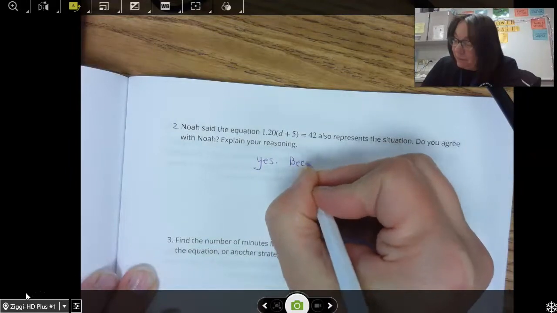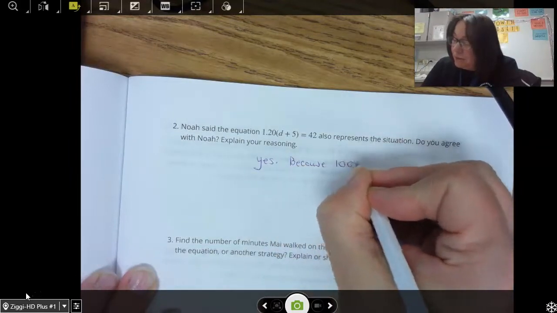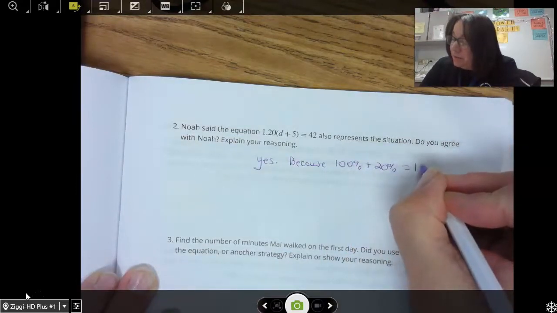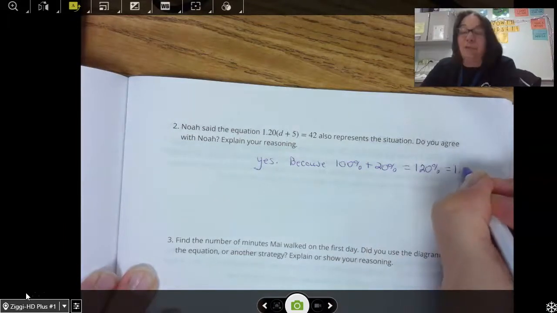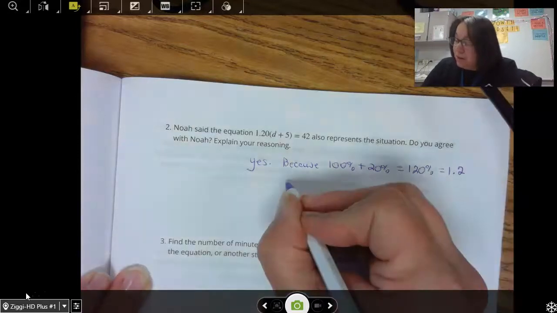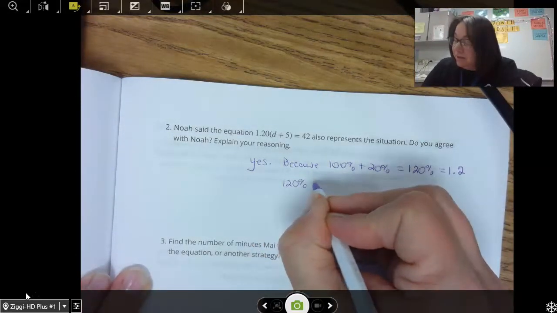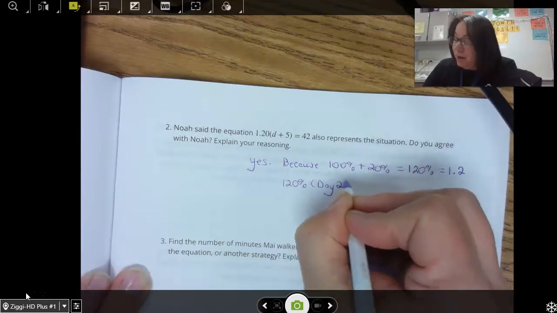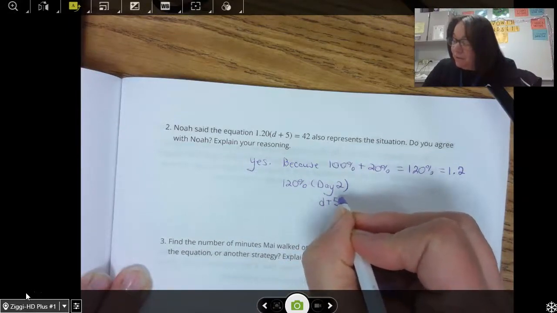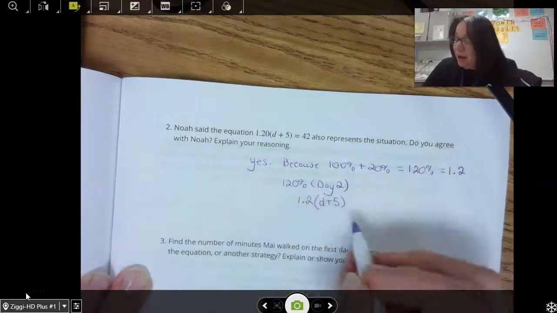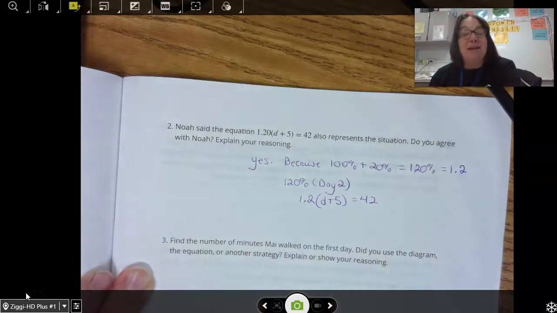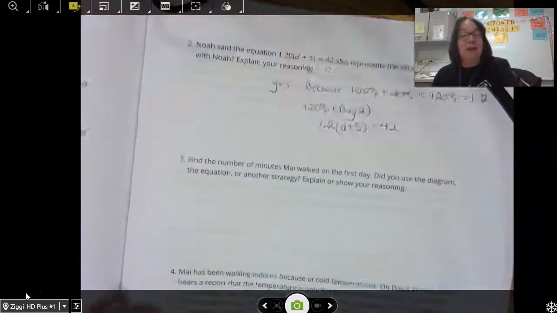because 100% plus 20% would be 120%, which is 1.2. That's what we just talked about. So she walked 120% of day 2. Well, we know that day 2 was the d plus 5. She walked all of day 1 plus 5. So 1.2 times d plus 5 would equal 42. Okay, so that just explains how Noah's thinking worked.